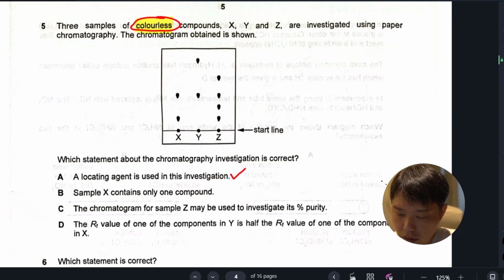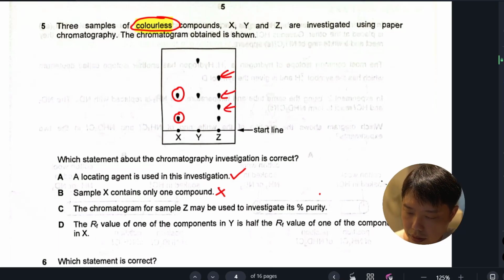Okay, X contains only one compound. You can see that that is not true. It actually has 2. The chromatogram for Z may be used to investigate its percentage purity. We won't know how much of each compound that it has. So this will be wrong because then you cannot know how many moles it has. How do you calculate the percentage purity?